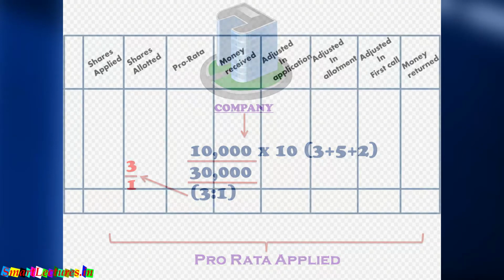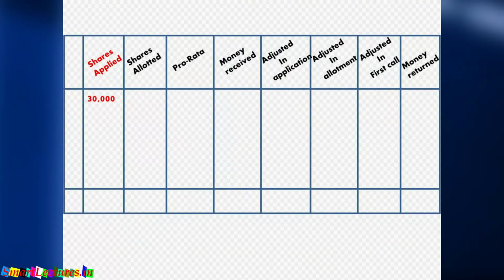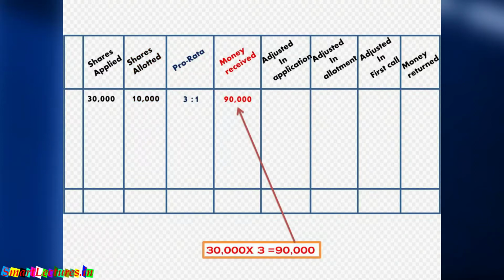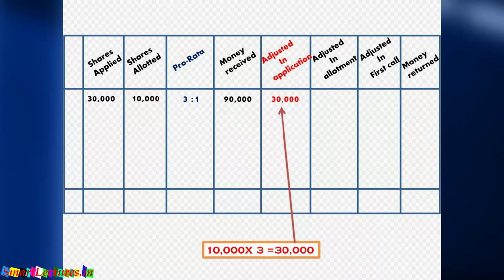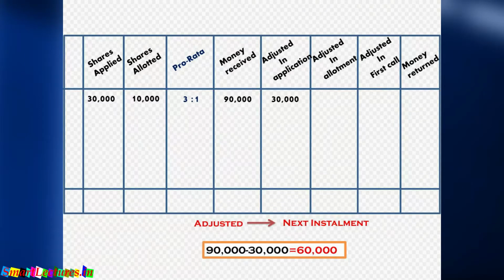If you develop that table, so shares applied 30,000, shares allotted 10,000, pro rata 3 is to 1, money received 30,000 into 3, 90,000 rupees, money adjusted in application rupees 30,000, that is 10,000 into 3. And now still we have got 60,000 rupees. This money will be adjusted in the next installment.